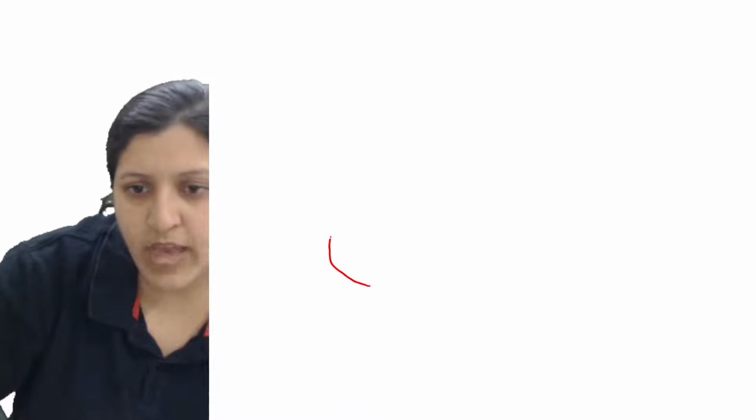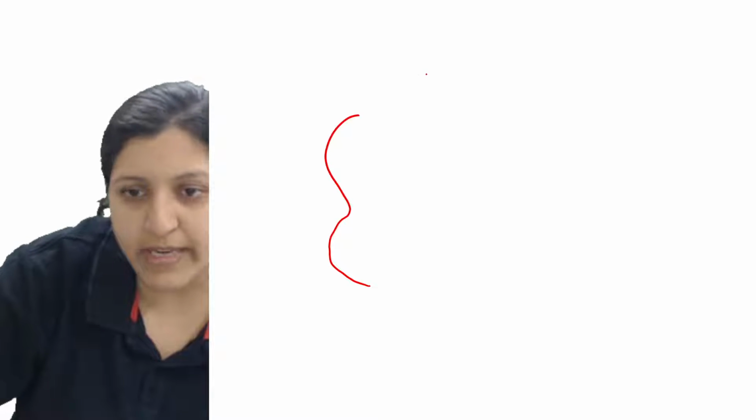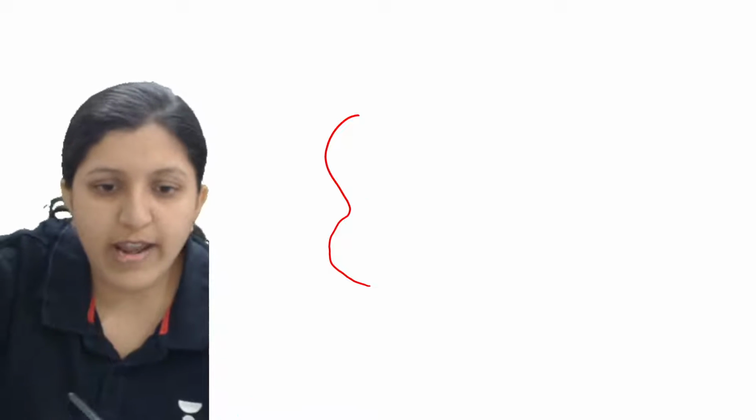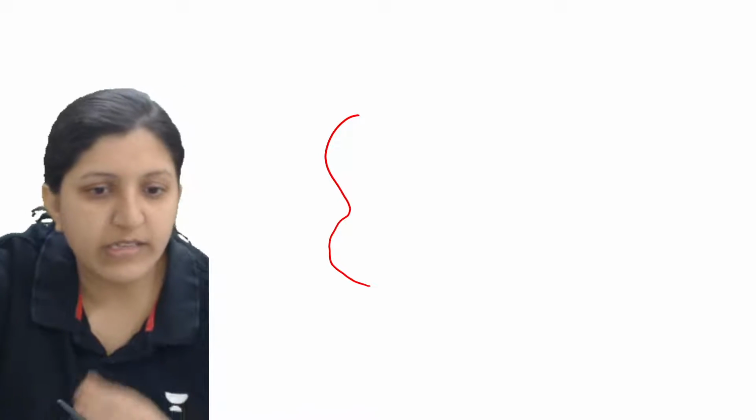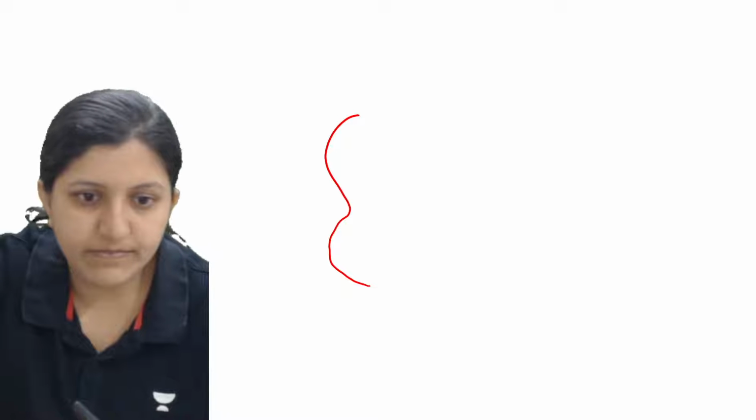Let's say if this is the brain, there are foldings that you can find in the brain. There are convolutions you can find. Just a second, I'll change the ink.